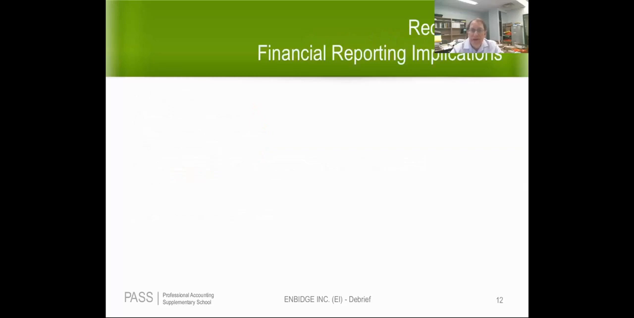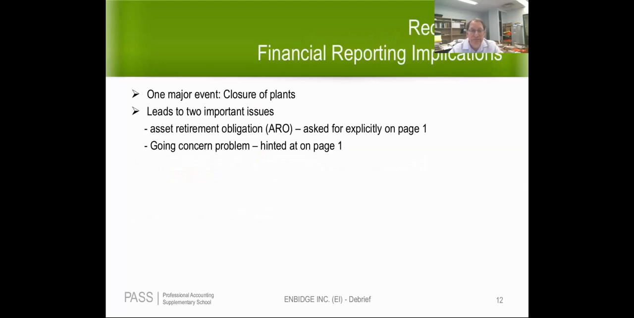Okay, financial reporting, closing the plants, we had two issues. The one issue, as somebody already mentioned, we have an ARO. That was explicitly on page 1. Do you guys agree that the hint was pretty strong for a possible going concern problem? I think so, but I just want to make sure.